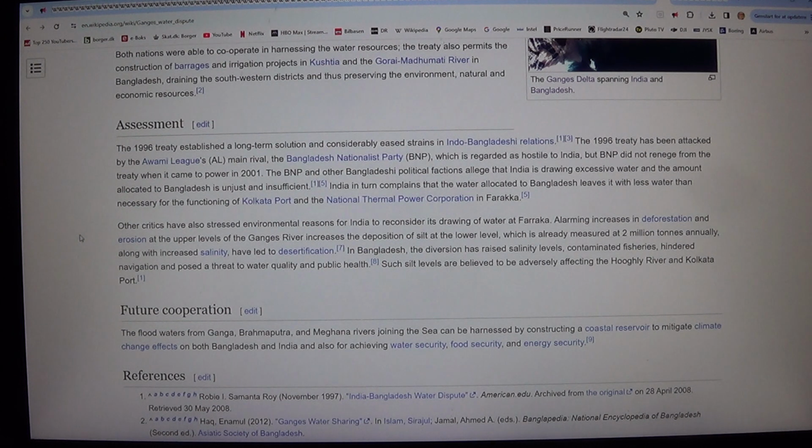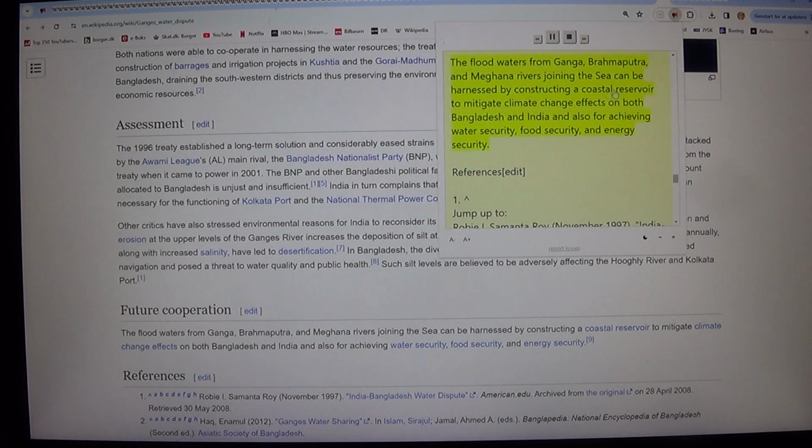Future cooperation. The flood waters from the Ganga, Brahmaputra, and Meghna rivers joining the sea can be harnessed by constructing a coastal reservoir to mitigate climate change effects on both Bangladesh and India and also for achieving water security, food security, and energy security. References.